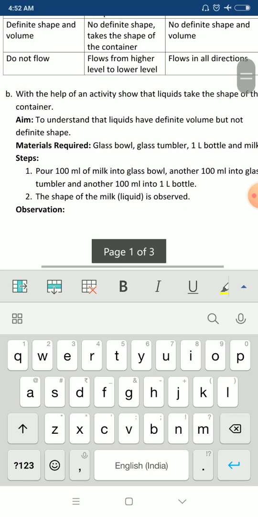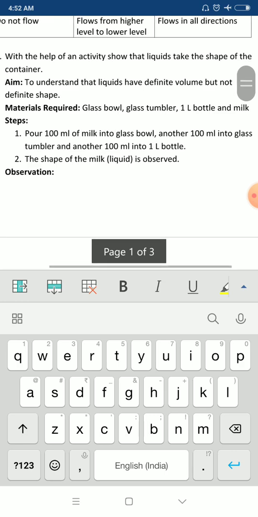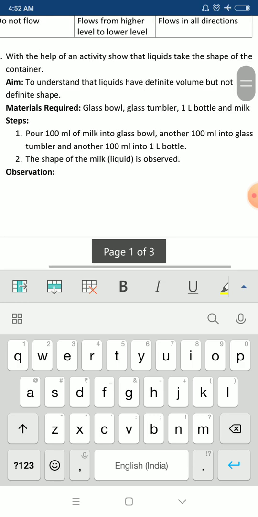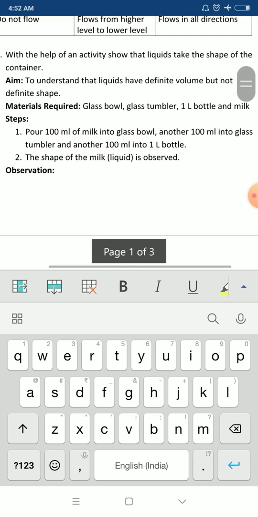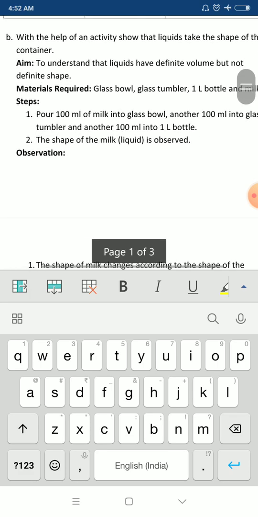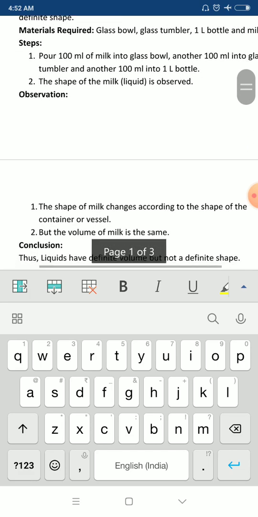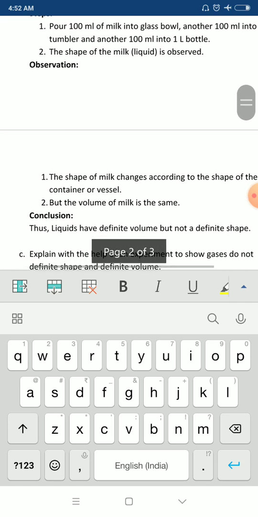Now we are going to write the steps for how we are going to do the activity. We pour 100 ml of milk into a glass bowl, another 100 ml into a glass tumbler, and another 100 ml into a 1 liter bottle. Now what is the shape of the liquid? That is observed. Now you have to write a separate side heading called observation.